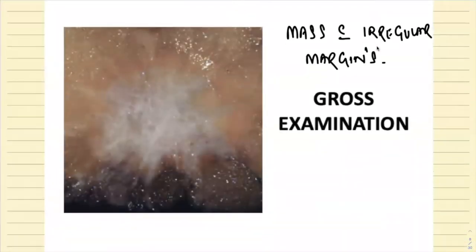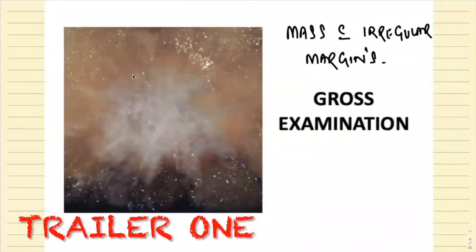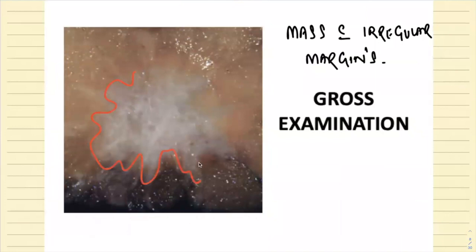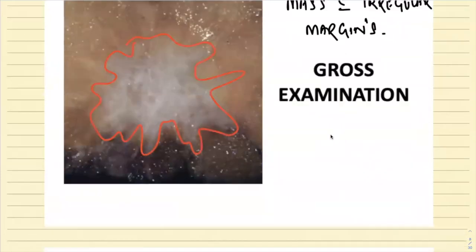This is the gross image. As we can appreciate, there is a mass. As you can appreciate, there's a tumor mass with irregular borders, and it is quite dull. It is not shiny like the radial scar. So grossly, you have a mass with irregular margins, which is dull white in color.